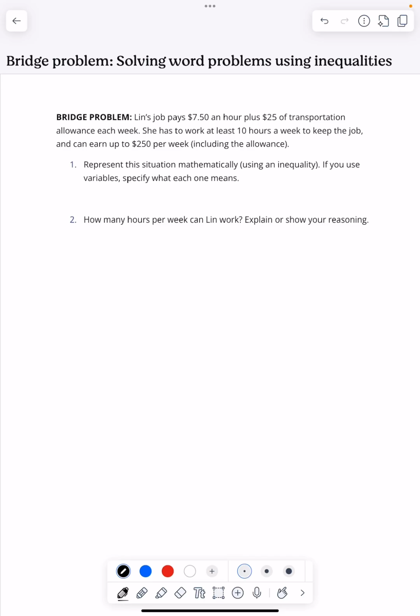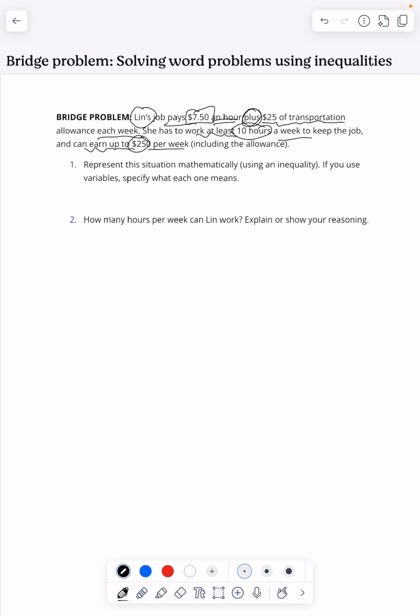Guys, for this problem, this is the bridge problem from the unit 4 lesson 2 lesson, right? So in this case, the bridge problem says that Lynn's job pays $7.50 an hour plus a $25 transportation allowance each week. So she has to work at least 10 hours a week to keep this job and can earn up to $250 per week, including the allowance.